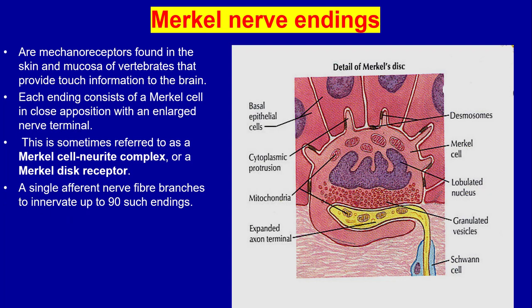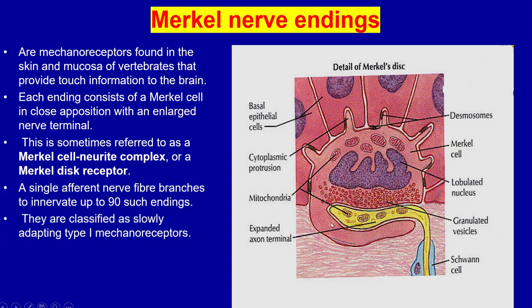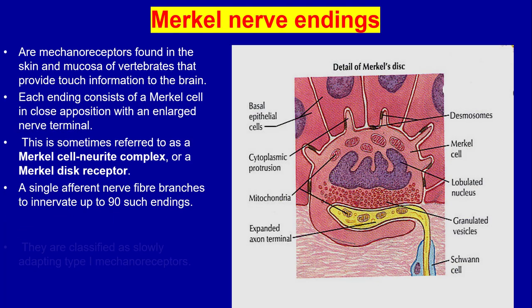A single apparent nerve fiber branches to innervate up to 90 such endings. One nerve can innervate up to 90 such receptors. These are the Merkel discs, or cytoplasmic projections from this Merkel cell, and these are the granules found in the Merkel cell, and desmosomes found which bring these vesicles to the surface of the cell, releasing neurotransmitter. They are classified as slowly adapting type 1 mechanoreceptors.